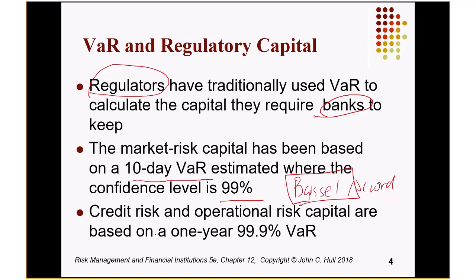Credit risk and operational risk capital are based on one year 99.9% VaR. We can see that the market risk is 10-day VaR, and operational risk is 1 year 99.9% VaR. Those are required at FRM exams for my class. You just need to have some understanding of it.